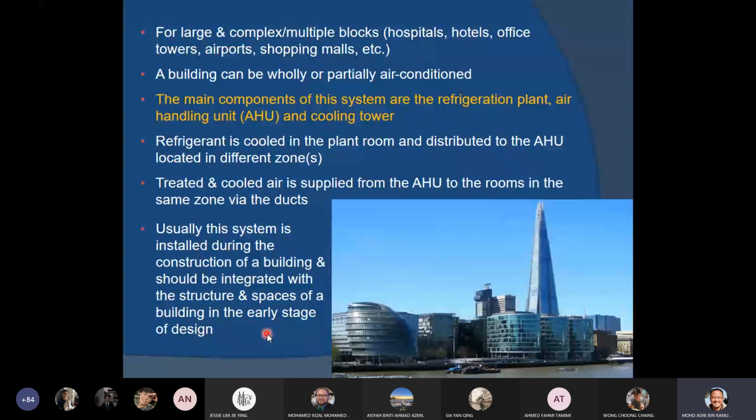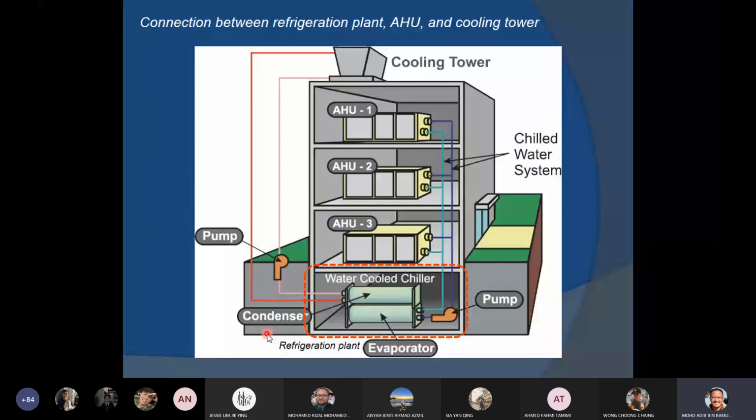So from this diagram, you can see the connection between the different refrigeration components: the component that produces the cooling effect, and the component that releases the heat, which are the refrigeration plant, AHU, and the cooling tower. Later on, I'm going to show you where you can place the refrigeration plant. This is just one example.